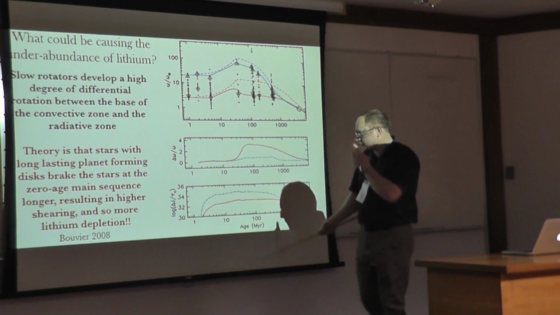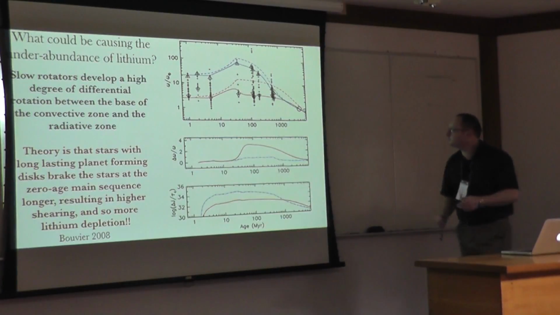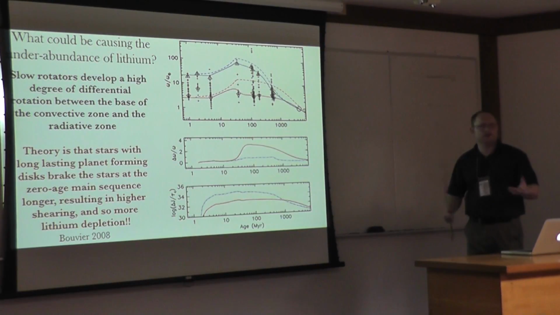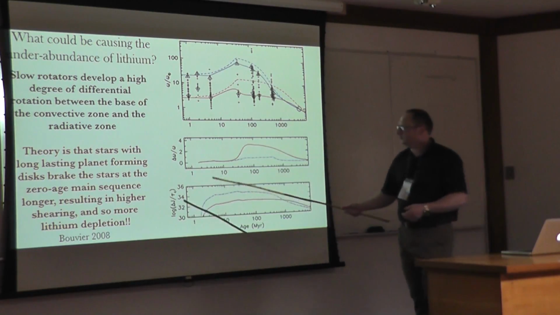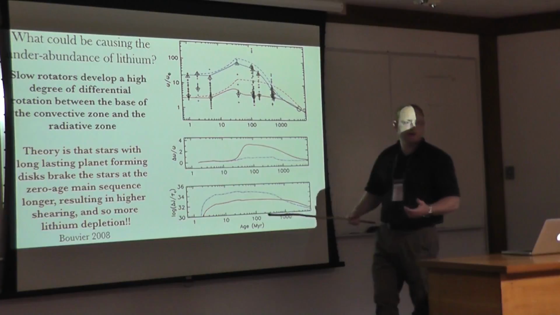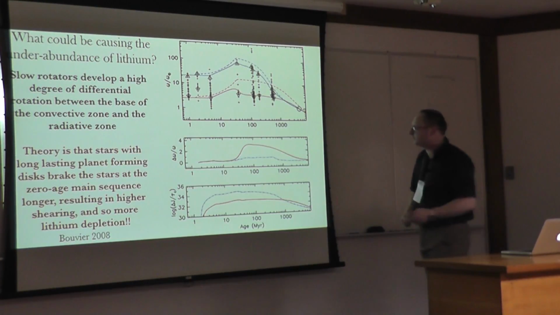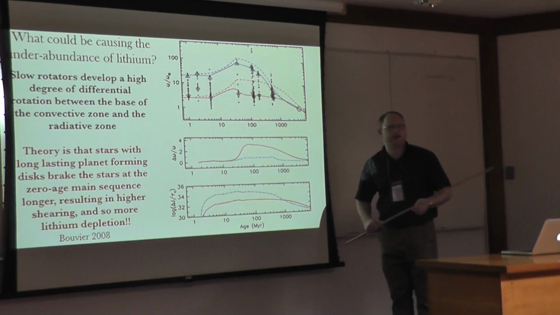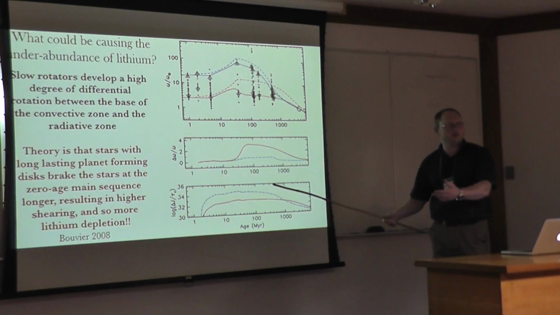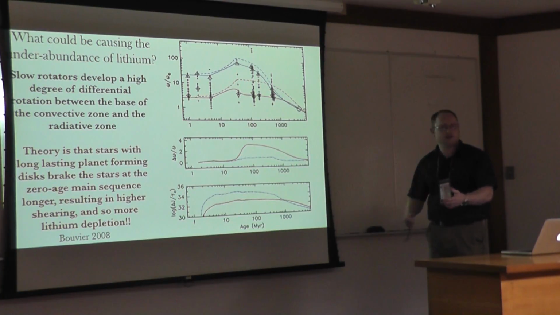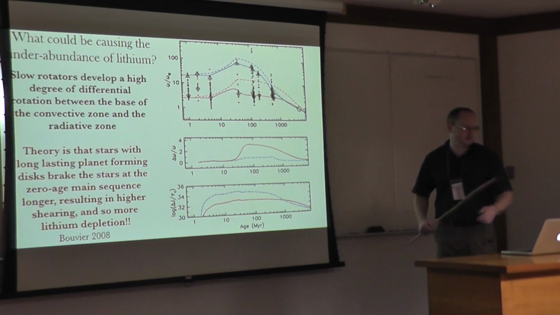And so this was an idea put forward. I say an idea, it was Jérôme Bouvier who published this theory of disk braking, with longer-lived disks braking the star. So you can look at that and say, okay, in the upper envelope, in this convective zone, we've got differential rotation and things going on. If we get that increased braking, then we can destroy lithium at a higher rate. And now we've got a theory that actually predicts the destruction of lithium, and predicted the under-abundance that we observed.